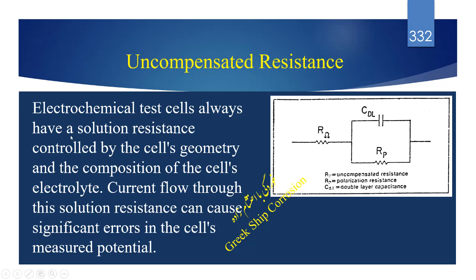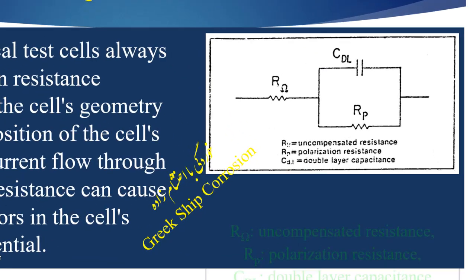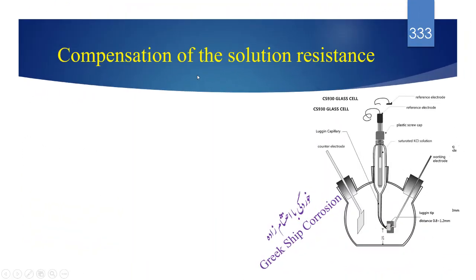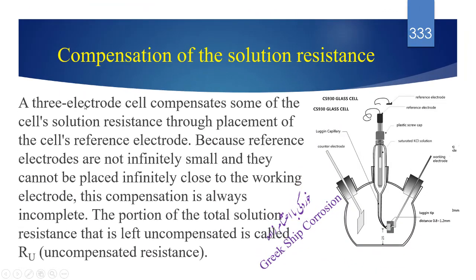Electrochemical test cells always have a solution resistance controlled by the cell's geometry and the composition of the cell's electrolyte. Current flow through this solution resistance can cause significant errors in the cell's measured potential. In this Randles cell circuit, R_omega is uncompensated resistance, Rp is polarization resistance, CDL is double layer capacitance. Compensation of the solution resistance.